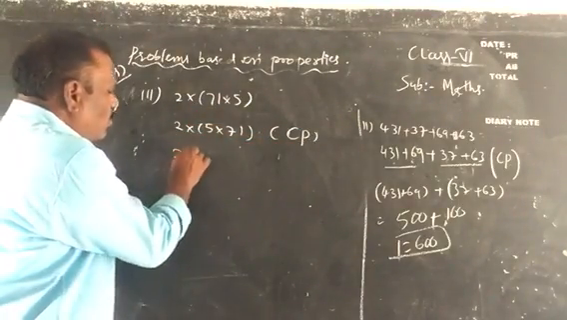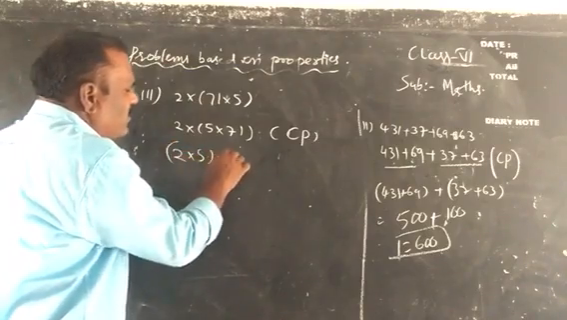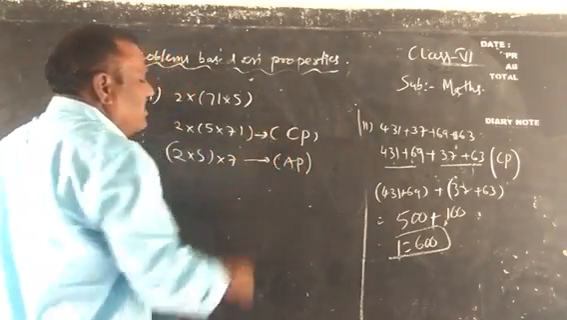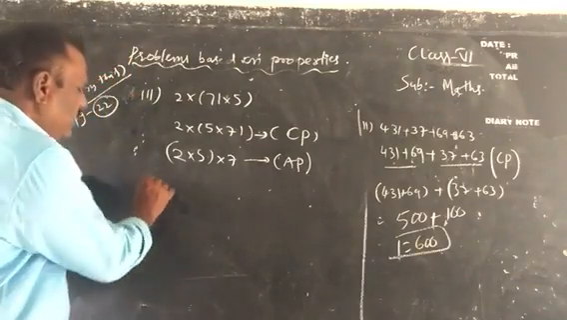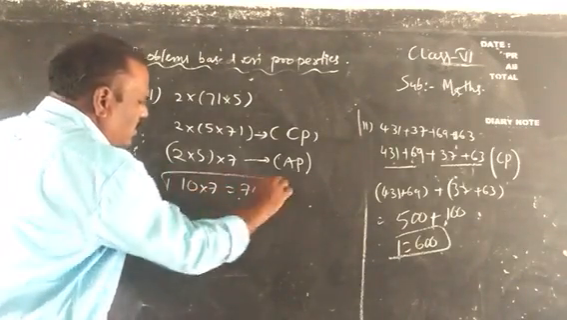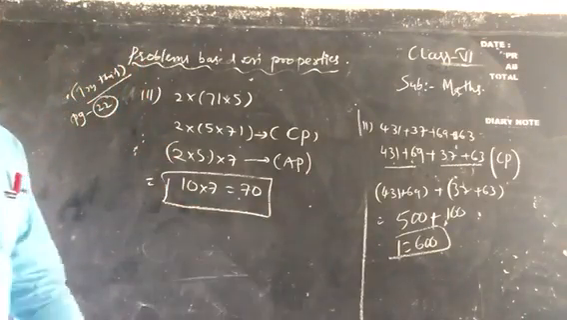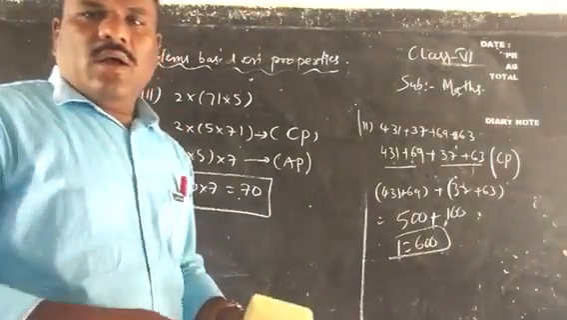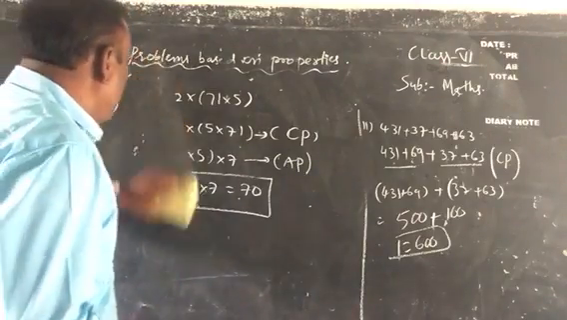Now 2 into 5 into 7, you can write which property? AP, associative property. That implies 10 into 7 equals 70. This is the answer. Okay, we can apply the properties and we can do it. Now, one more sum.